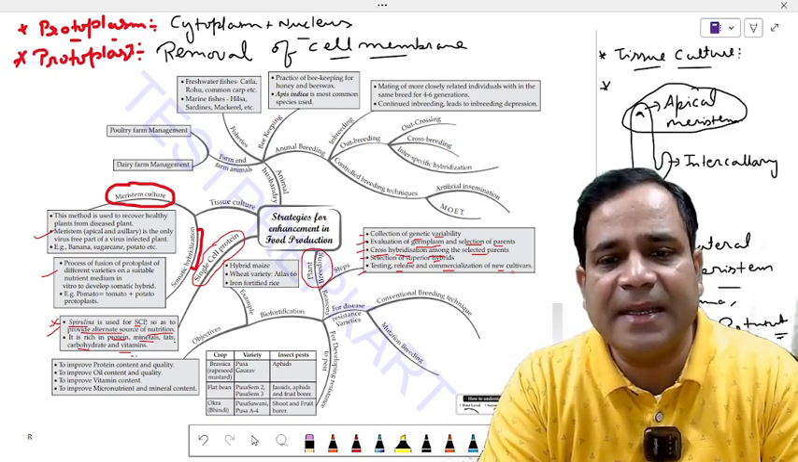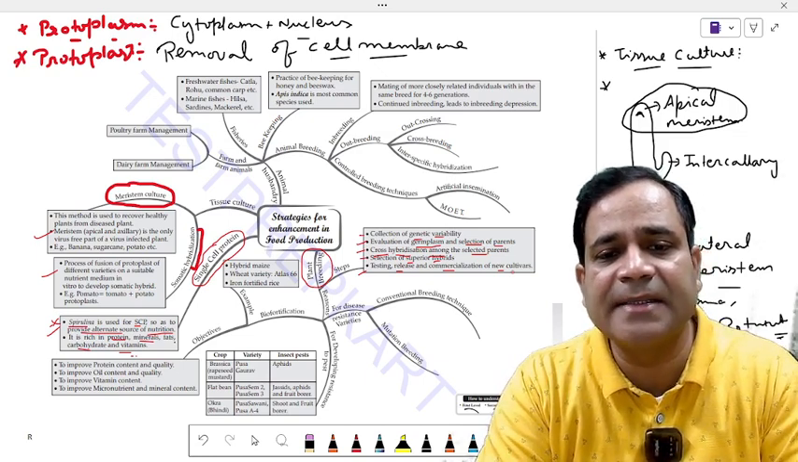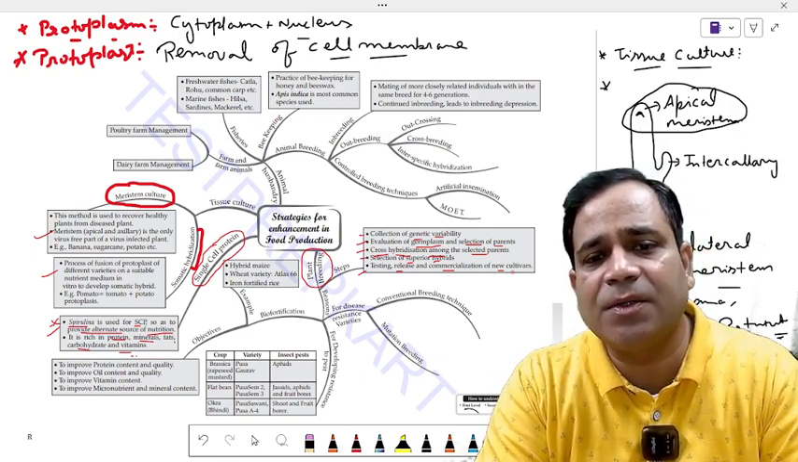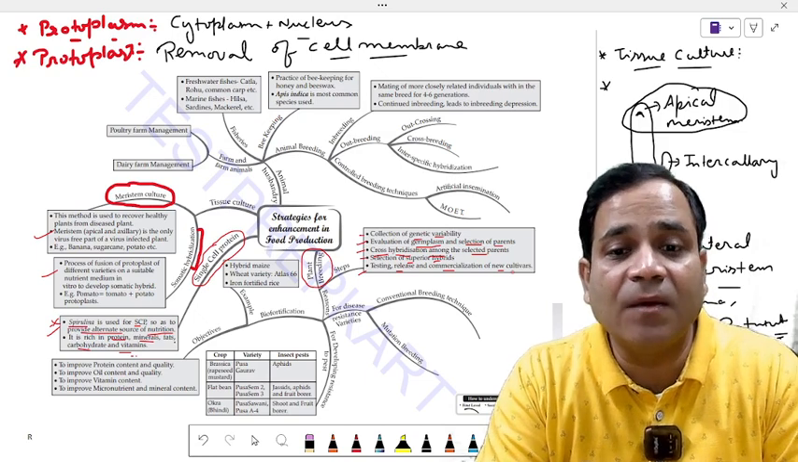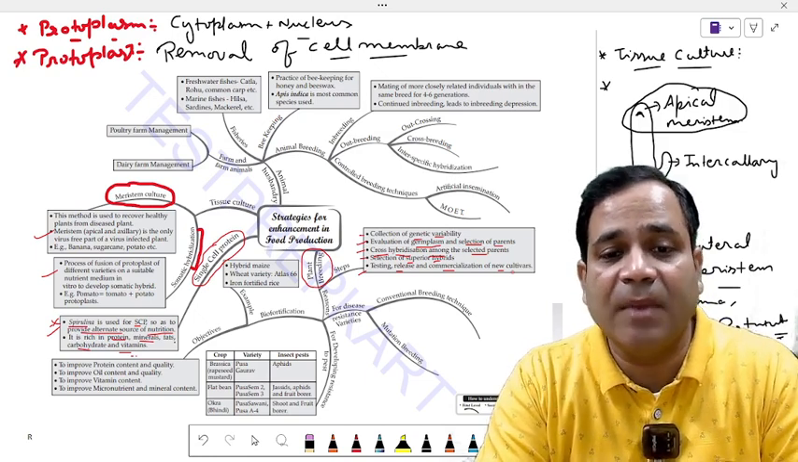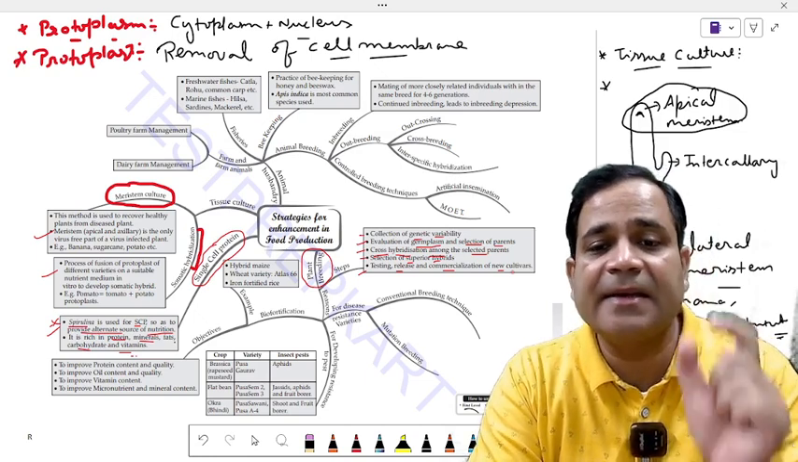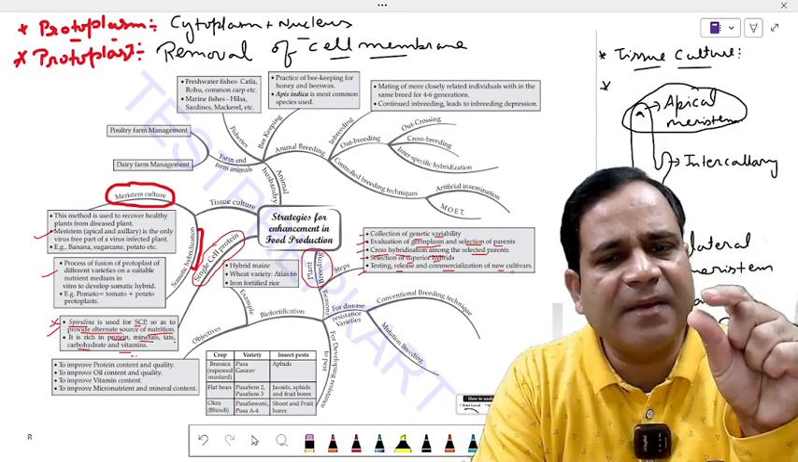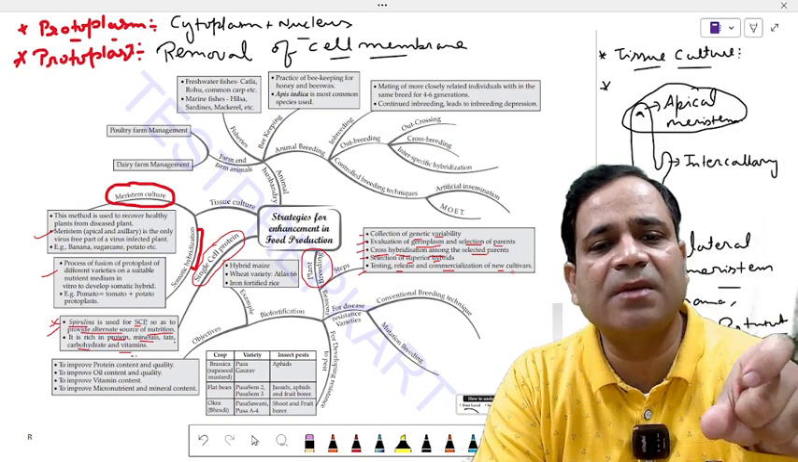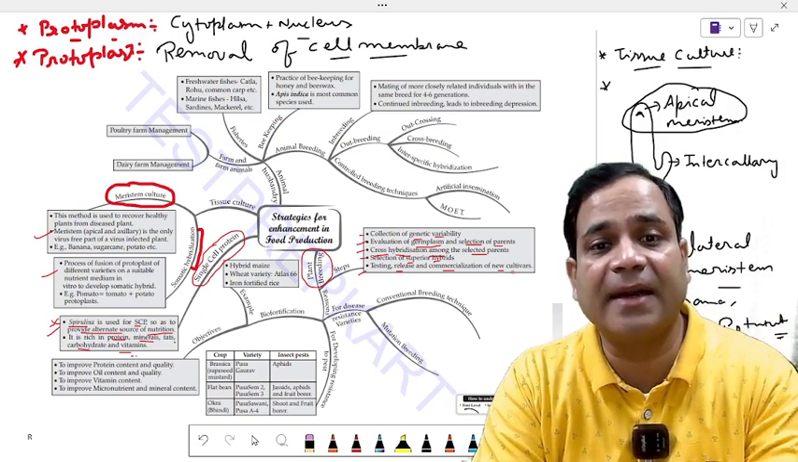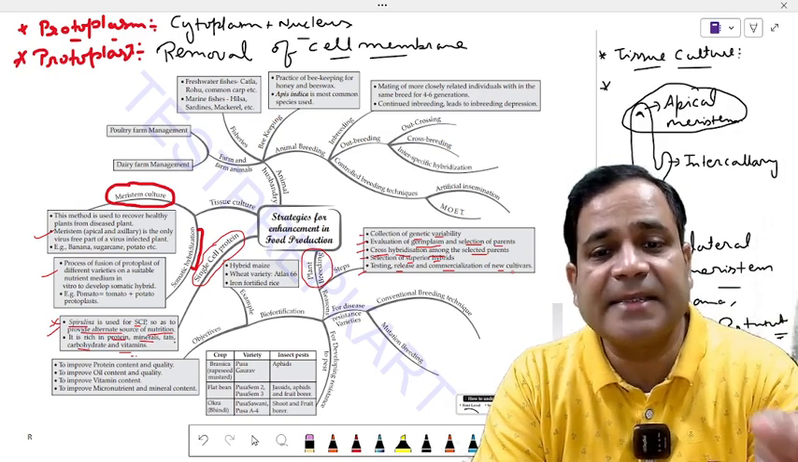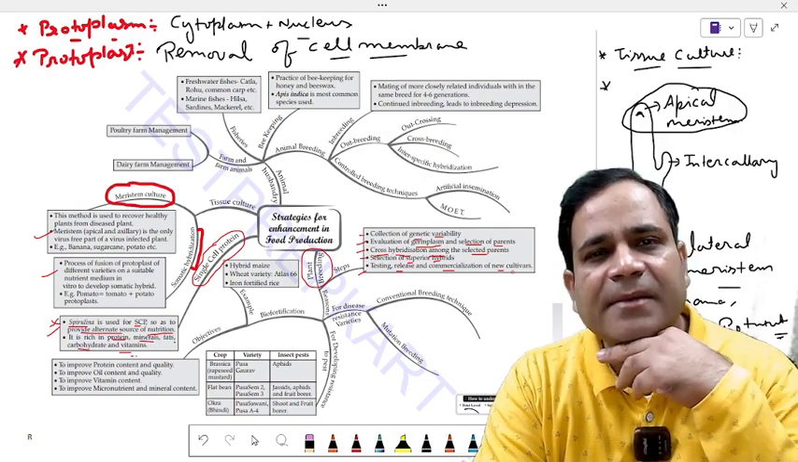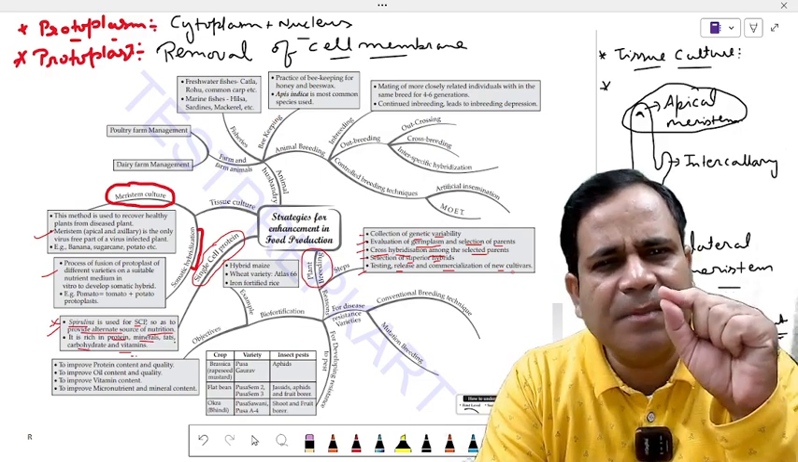So if I'm saying here the resistance to diseases, it is important to know why it is necessary. We all know that there are conventional breeding techniques, which are responsible for getting resistant varieties. And the second one is mutation breeding.